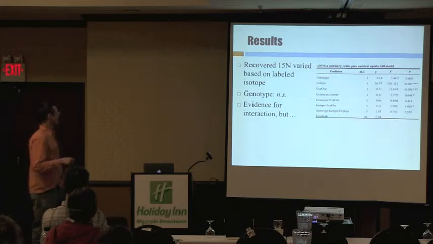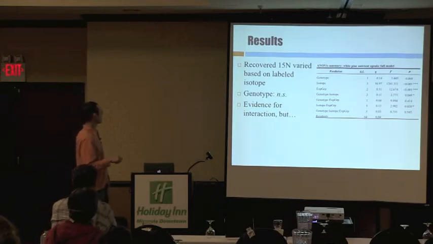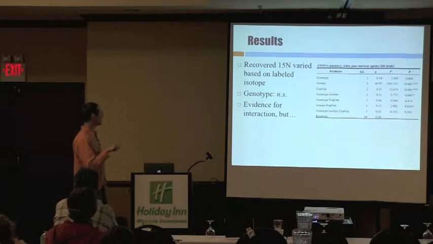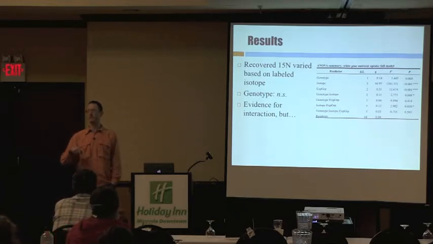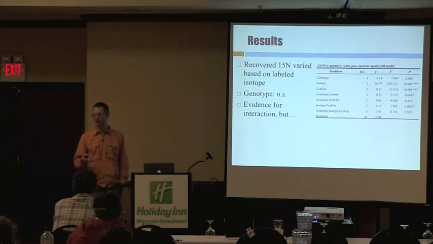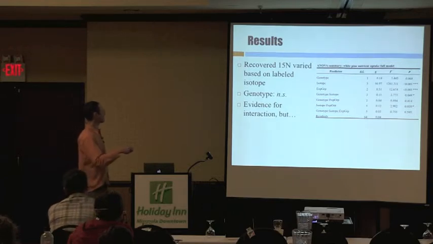Second question, how are they using these isotopes? Recovered N varied based on which isotope. We would expect low nitrate. We didn't know what to think about the glycine and arginine. And I'll get to more detail about that in a second.